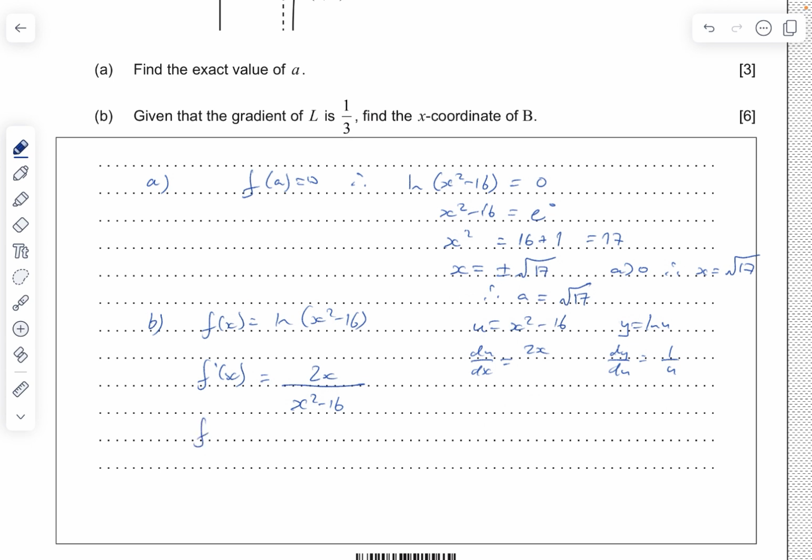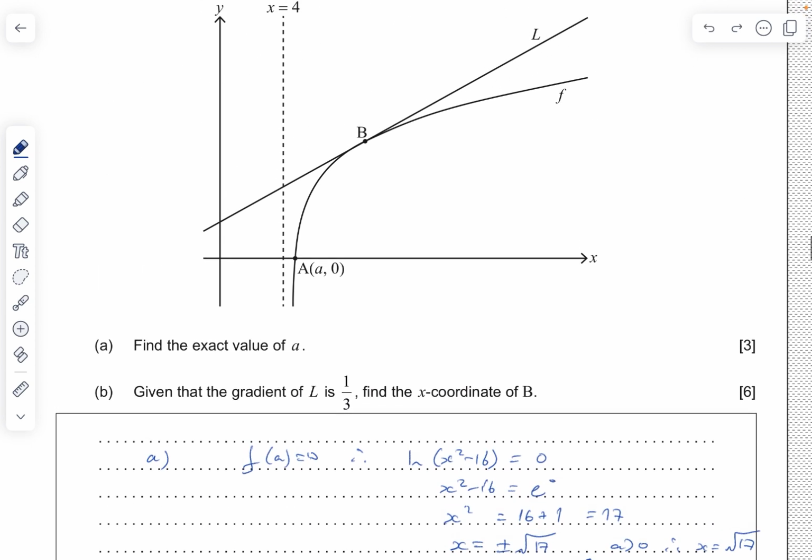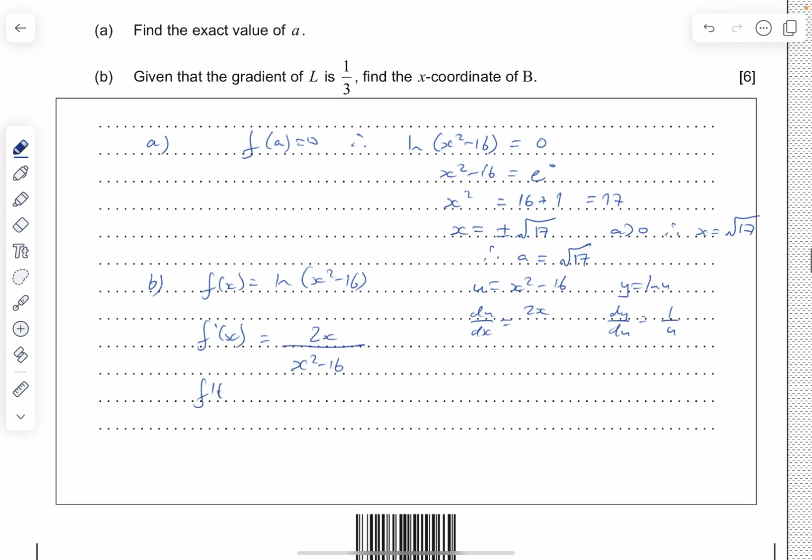And we know that f dashed of that value there, from the exponent, will be f dashed of x. I want it to be 1/3. Therefore 2x over x squared subtract 16 equals 1/3. Let's multiply by x squared subtract 16 and by 3.